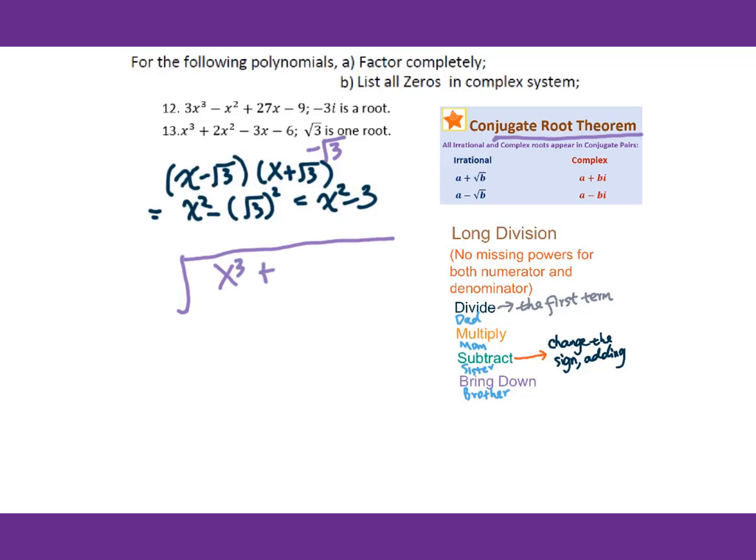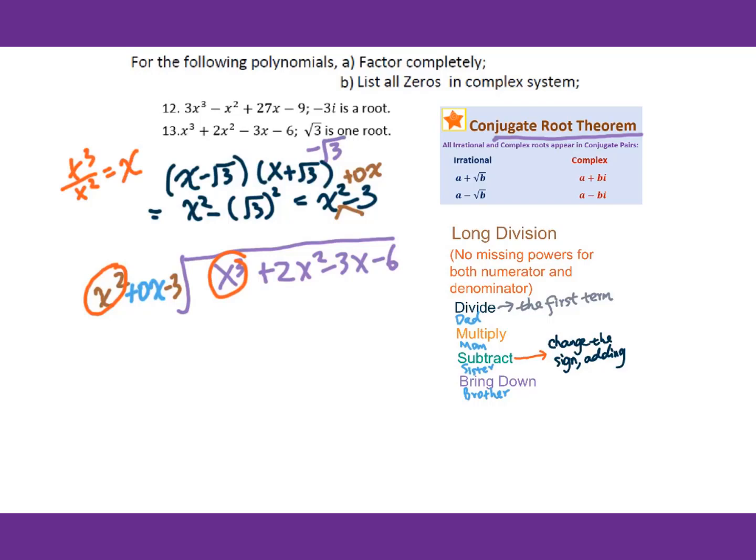X third power plus 2x squared minus 3x minus 6. Add 0x for this denominator. We got x squared plus 0x, then minus 3. Long division, the first term divides. X third power divided by x squared equals x. So we put the x here. Then this part is x third power. Then we have to multiply. 0 times x, that means 0x squared. Then negative 3 times x, that will be negative 3x.